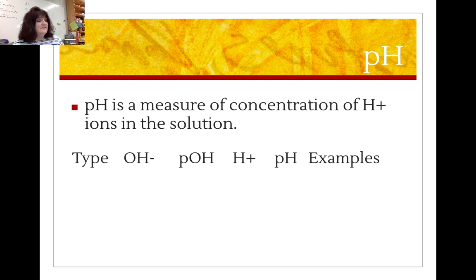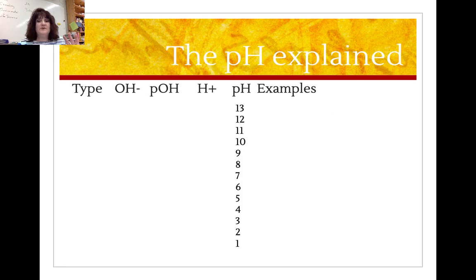So again, still on the front, the rest of the pH scale is talking about the concentration of H+ ions in the solution. Across the top you have the type, the OH-, pOH, H+, and then the pH, and then examples. Now the pH is filled in for you, and the examples you just filled in. But now we're going to fill in the rest of that chart. So you have a pH that goes from 13 to 1, and you already filled the examples in.